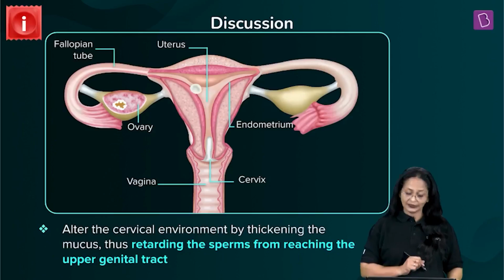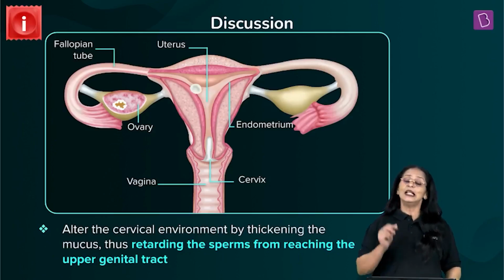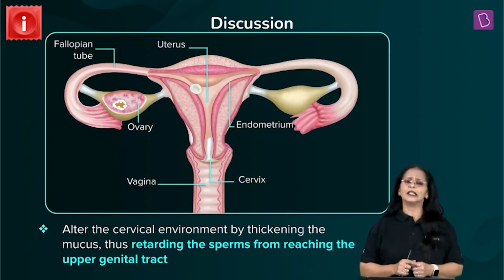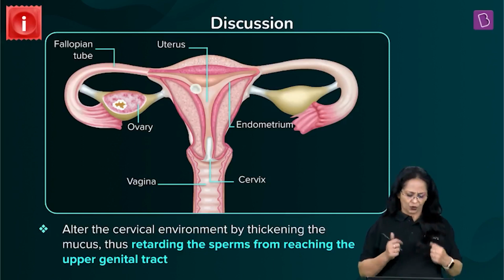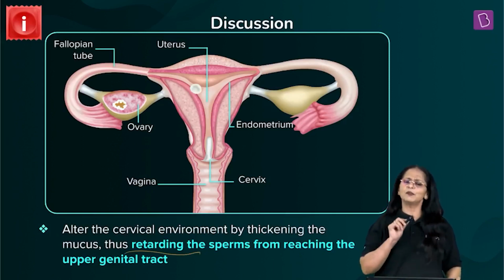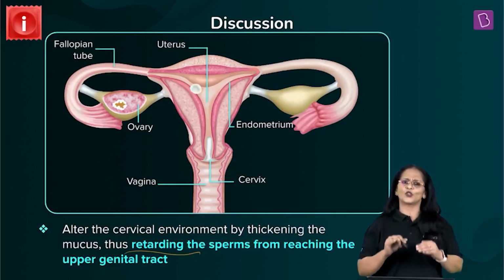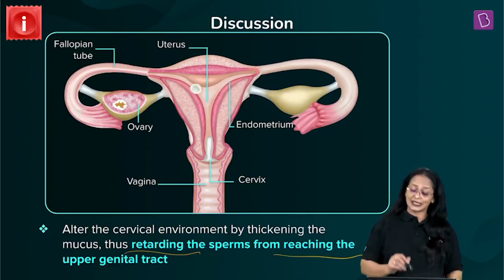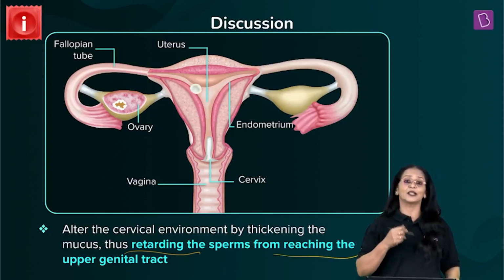Okay? And another thing that they do is that they change the environment of the cervical region. How do they do that? They make the mucus in the cervical region sticky and thick, which in fact causes the sperm's motility to be reduced, or rather retards the sperm motility and prevents it from reaching the upper genital tract or the reproductive tract of the females.